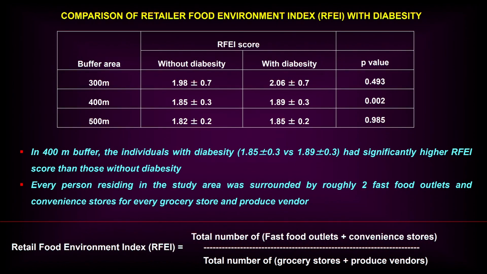Now, this is a very interesting thing. This is the food environment. We're looking at something called the Retail Food Environment Index, RFEI. What is this? This is the number of healthy food outlets versus the number of unhealthy food outlets in a particular area. Remember, we went to people's houses and studied. We then do a mapping. So what are these buffer areas?